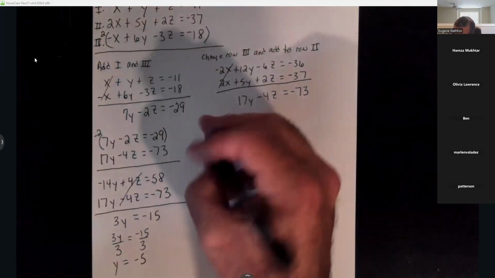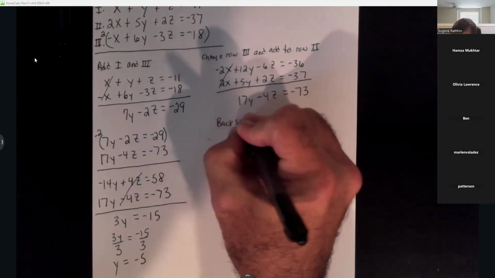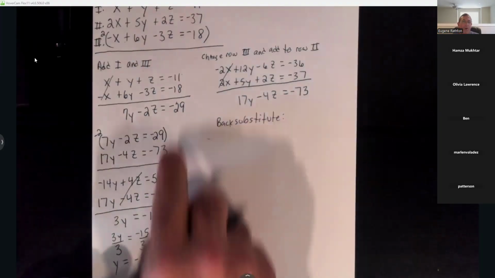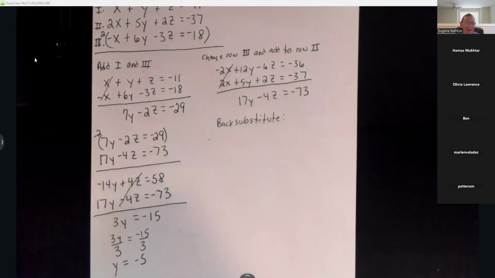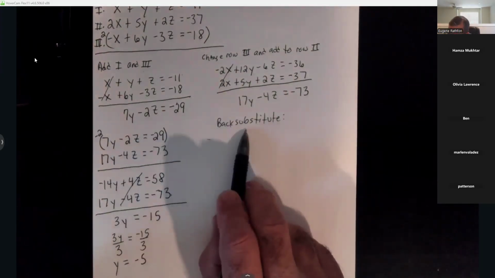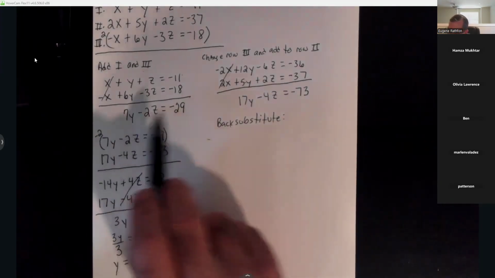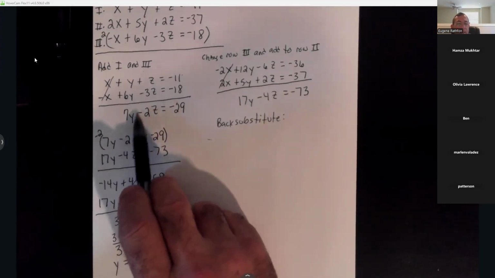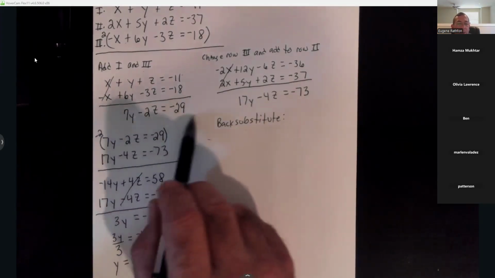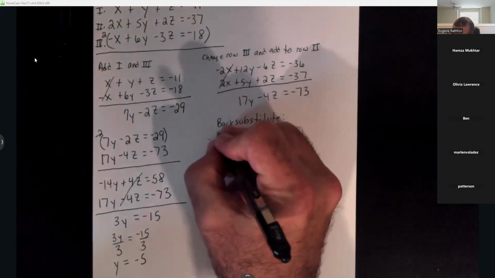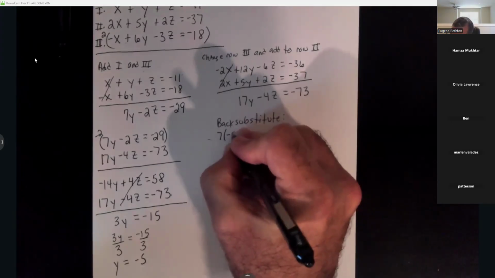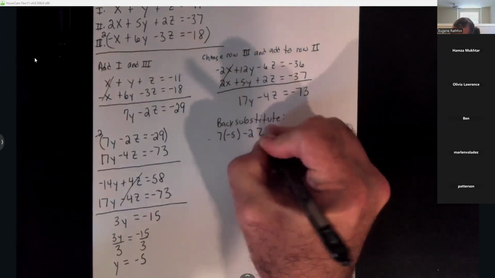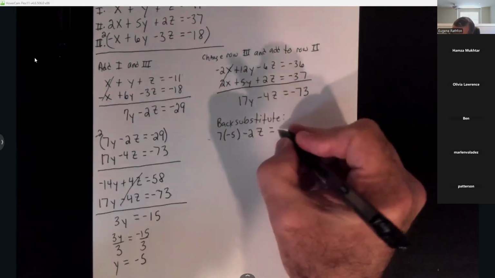So check this out. We're going to start back substituting. So y'all, this problem takes a whole page of paper, don't it? All right, so listen. To back substitute, I know what the y is. I can substitute it into either one of these two equations since I know the y, and then solve for my z. So y'all, I'm going to plug it into this one. I got 7 times y, which is negative 5, minus 2z has to equal that negative 29.